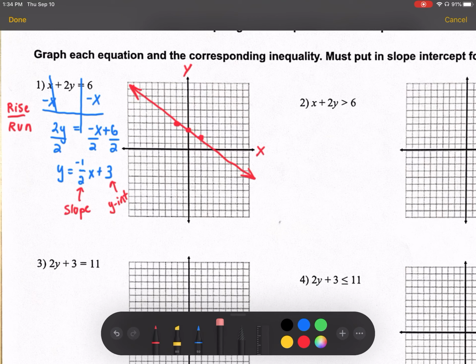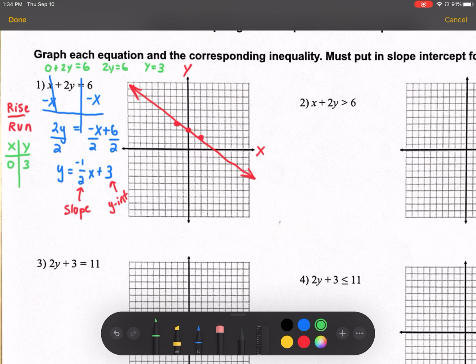If we think about another way that we can do this, there's actually two other ways. So I can make a table. Let's say I want to have an x value of 0. Well, I can plug 0 into this equation, and then I can figure out what the y value would be. So 0 plus 2y is just 2y. And then when I divide by 2, y is 3. So I have that point, and then I could go plot that point.